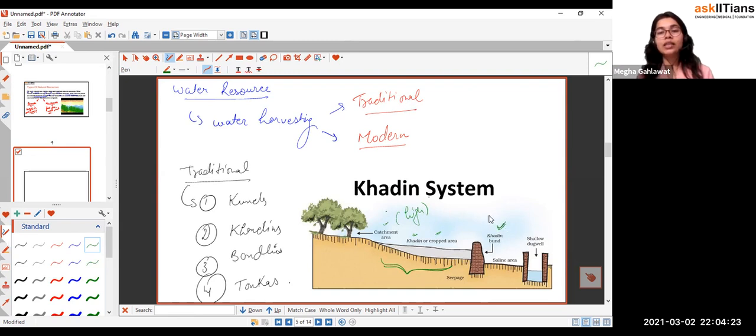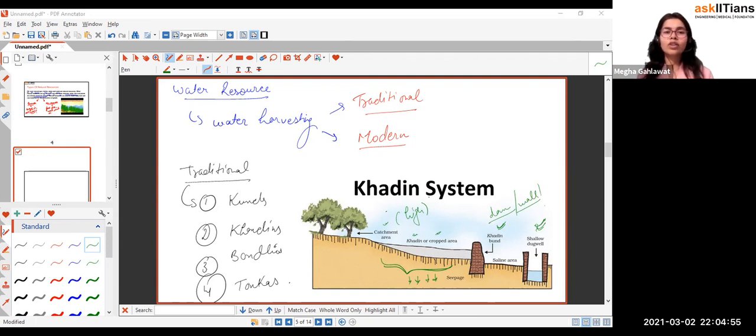Khadan Band is a kind of dam or wall which is built to stop the collected water from spilling or running off to someplace else. It is just to contain. Okay, and with the help of this cropped or Khadan area, the seepage in the underground increases. All the water seeps through the soil and is collected in the underground water table, which we can draw up from the dug well.